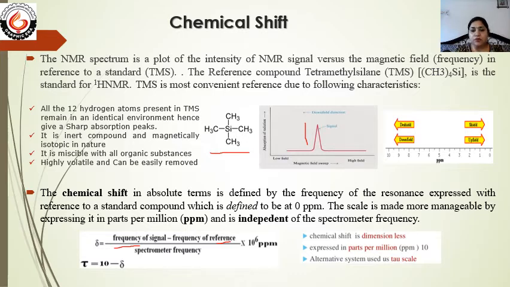So finally, chemical shift is dimensionless. Dimensionless means there is no dimension for this. We are not going to give any frequency value or any wavelength value. It is expressed in parts per million, as I already told you, because we multiply by 10 to the power 6. So it is in parts per million, and the alternative system used is the tau scale, that is tau is equal to 10 minus delta.